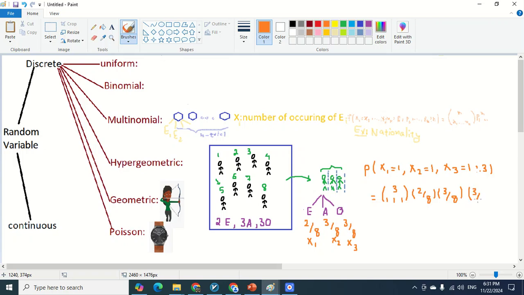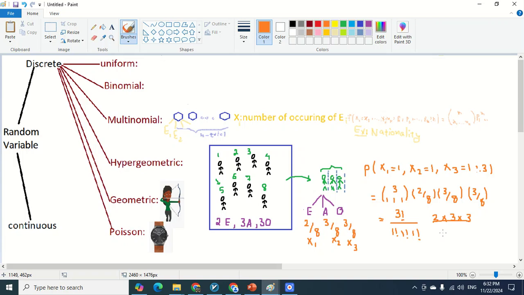So the result will be as follows, meaning that you can calculate it by 3 factorial over 1 factorial over 1 factorial over 1 factorial. So we have this expression for the combination part, and as you know, 1 factorial is equal to 1, and at the end of the day we should multiply it by those terms as well, meaning 2 times 3 times 3 over 8 cubed. So this is the result for that case.